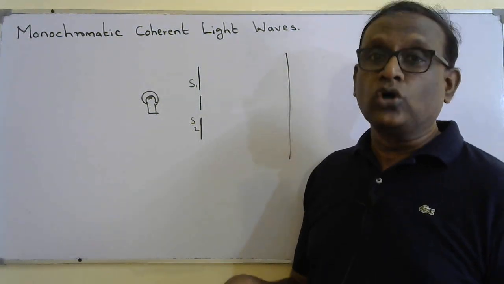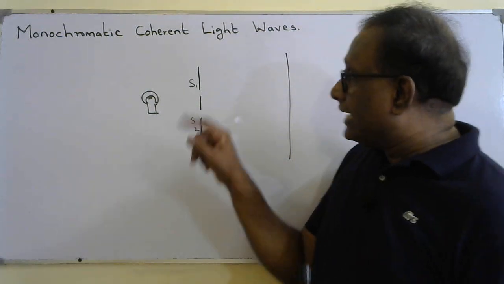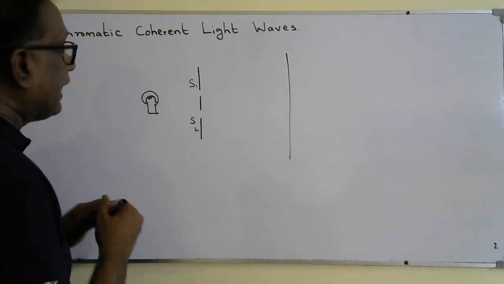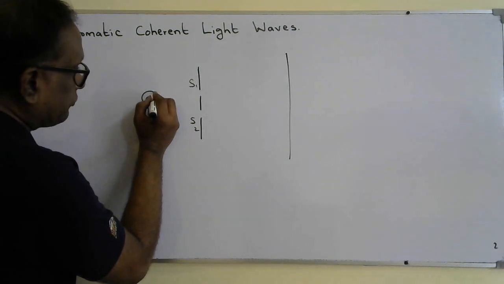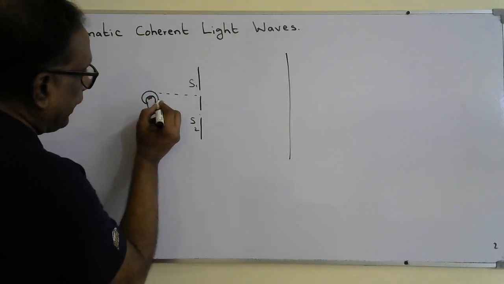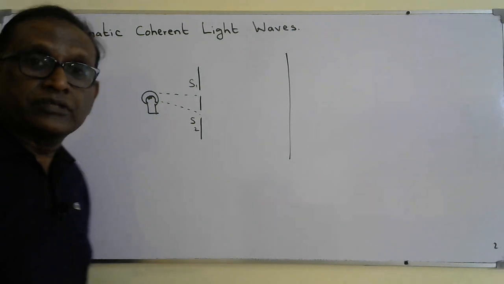Again, they won't be coherent, because slit S1 might get light from a certain portion of the bulb, and S2 might get light from some other portion of the bulb.